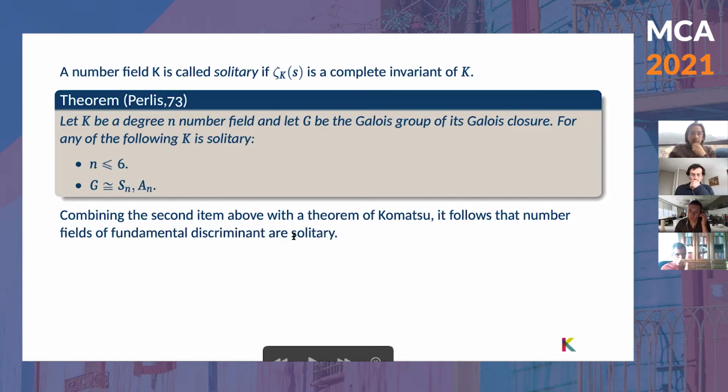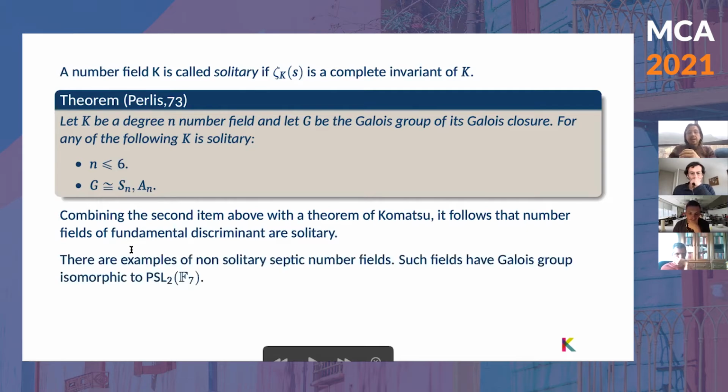Now, up to 6, we have this theorem of Perlis. An interesting question is what happens at 7. It turns out that the simple group of order 168 has two subgroups isomorphic to S4, two groups of order 24, that are quasi-conjugate, but they are not conjugate. Okay. Now, we have this group theoretic condition.